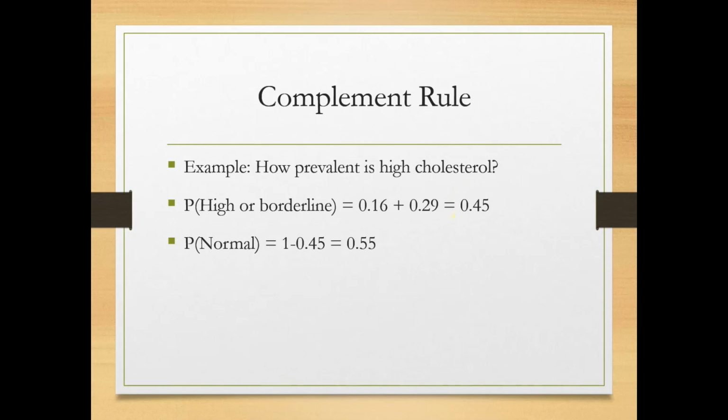There is only one other thing that you could get when you select a person at random, and that would be that the person has normal cholesterol, which is anything below 200. Well, if you know the probability of a person with a cholesterol problem is 0.45, then normal would just be 1 minus that, because that's the only other outcome that's left. So all three of them have to add up to 1. If you know the two, add them up, subtract them from 1, and there's your complement rule.